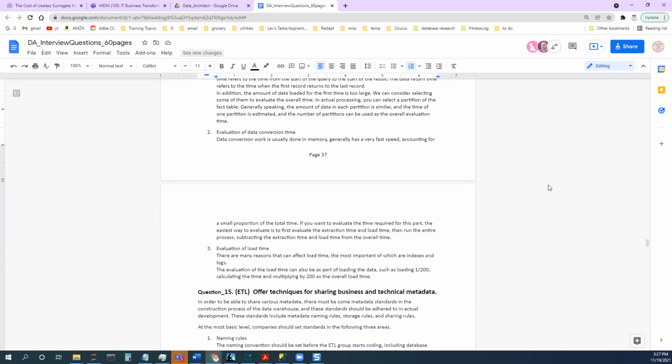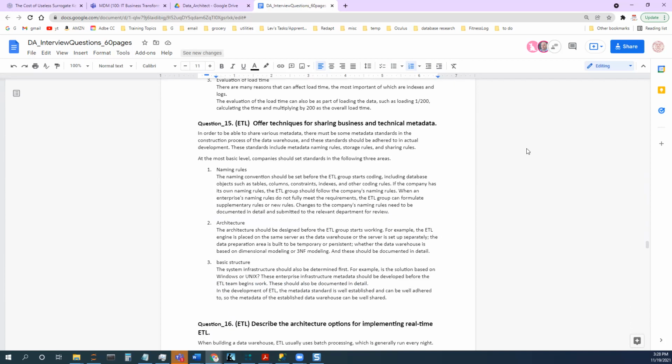Evaluation of data conversion time. Data conversion work is usually done in memory, generally has a very fast speed, accounting for a small portion of the total time. If you want to evaluate the time required for this part, the easiest way is to first evaluate the extraction time and load time, and then run the entire process, subtracting the extraction time and load time from the overall time. Evaluation of load time. There are many reasons that can affect load time, the most important of which are indexes and logs. The evaluation of the load time can also be done by loading a part of the data, such as loading 1/200, calculating the time and multiplying by 200 as your overall load time.